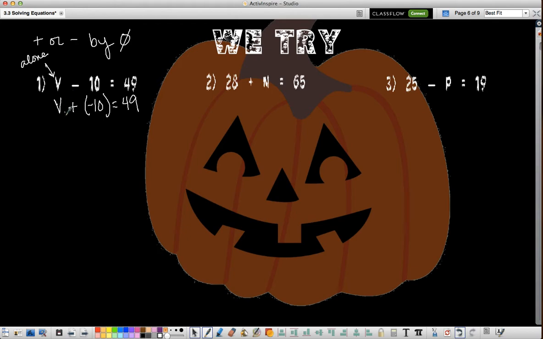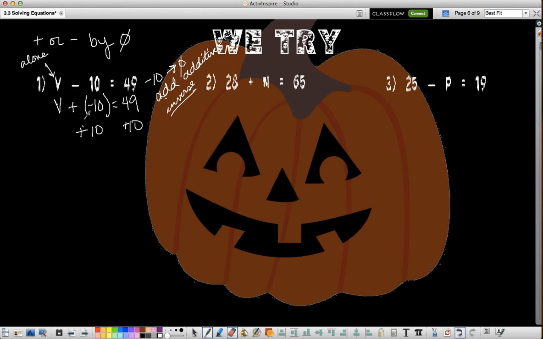So in order for v to be all alone, we have to get rid of the negative 10, or in this case, the minus a positive 10, which we know turns into plus a negative. So we want to get rid of that. To get negative 10 to 0, I have to add its additive inverse, or its opposite. Notice that word inverse pops back up again. The opposite of negative 10 is positive 10. So I'm going to add positive 10 to both sides.